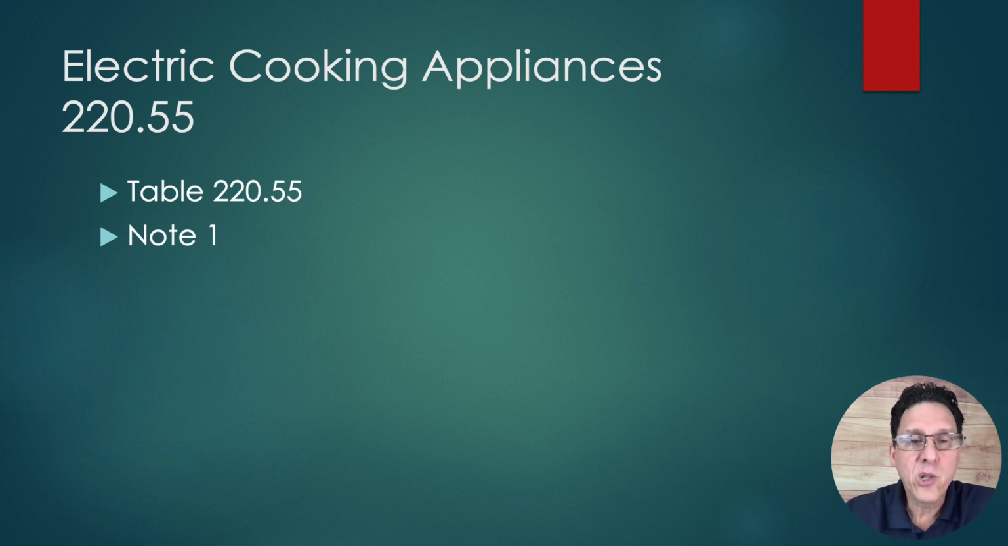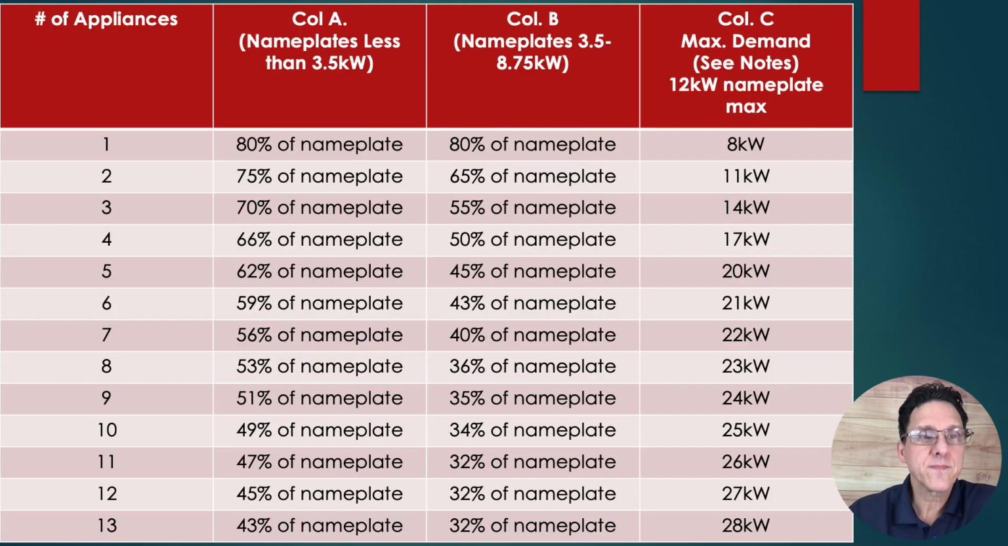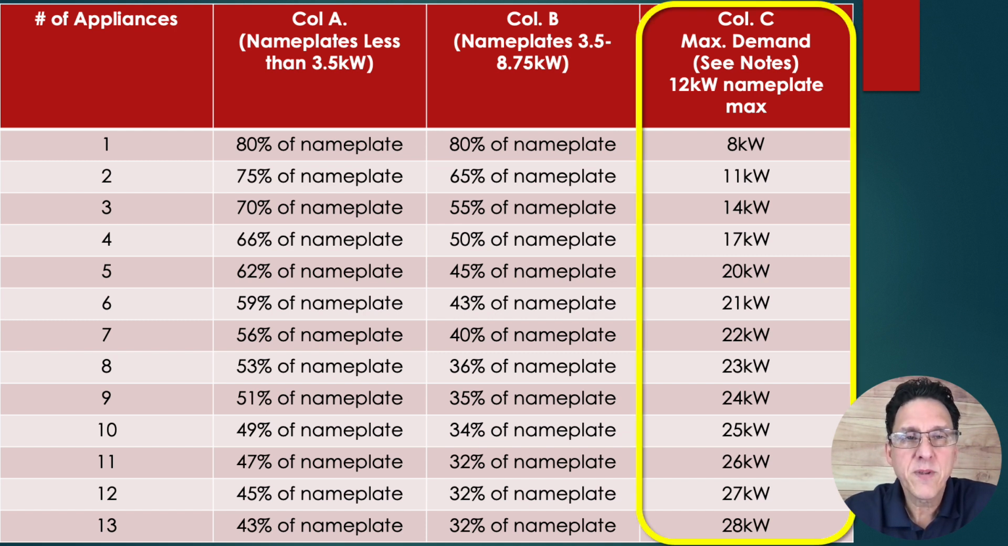All right, again, we are looking at Table 220.55 along with Note 1. Let's take a look at the table. Okay, here's my version of the table. We've got on the left the number of appliances, then we have column A, column B, and column C. Now the heading for the table says column C is to be used in all cases, except when we're applying Note 3. Note 3 allows us to use column A and B, but we're not doing that right now. We are looking at Note 1. So we're going to be focusing on column C along with Note 1.